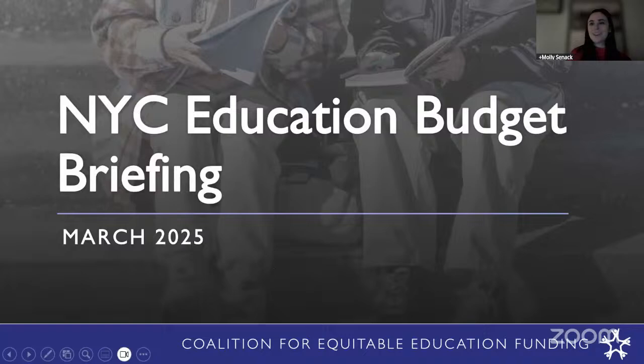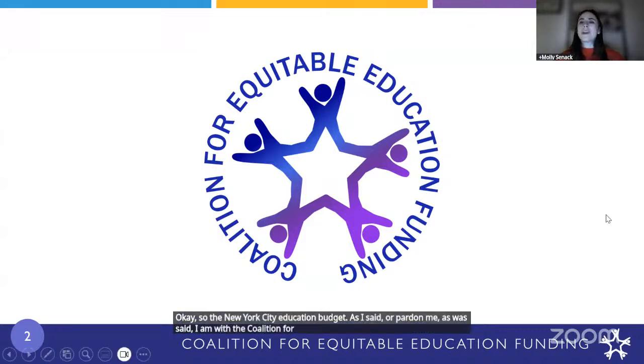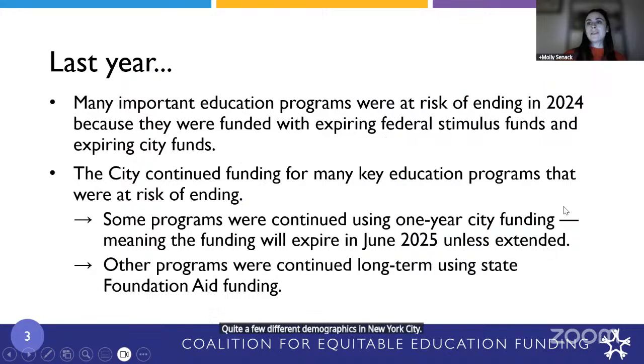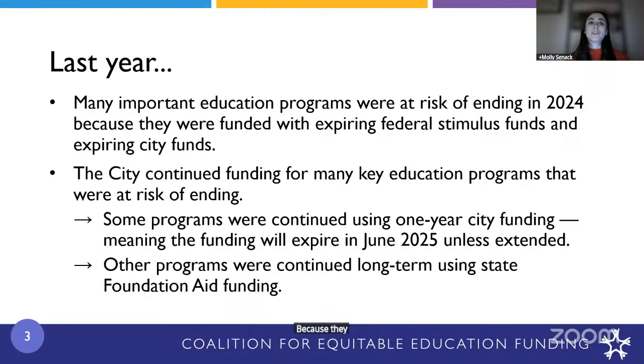Okay, so the New York City education budget. As it was said, I am with the Coalition for Equitable Education Funding. We are a group made up of 120 organizations. So obviously this is a group that covers quite a few different demographics in New York City. Now, last year, we had many important education programs at risk of ending because they were funded with expiring federal stimulus funds and expiring city funds.